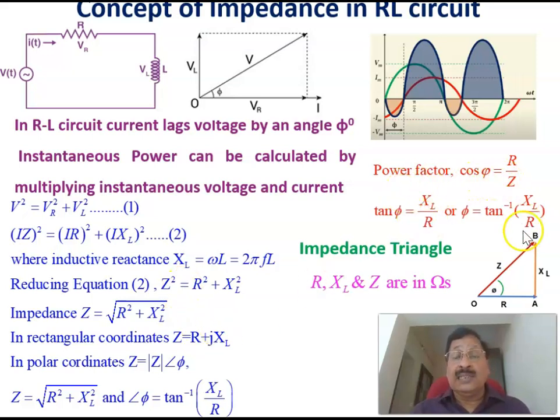And the power factor is given by, of course, this is the power factor angle. One way of representing power factor is cos phi equals R by Z, or tan phi equals XL by R, or phi equals tan inverse XL by R. This is called the impedance triangle. And in all these cases, R, XL, and Z, the unit of all will be ohms.